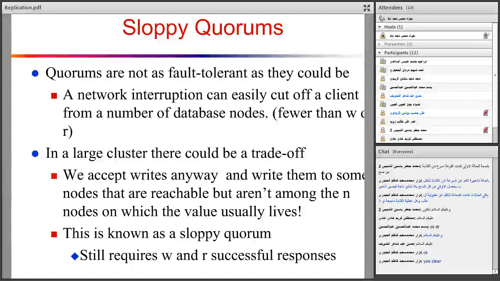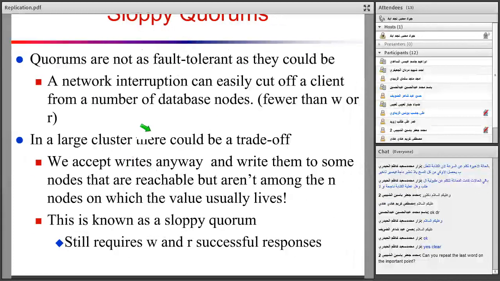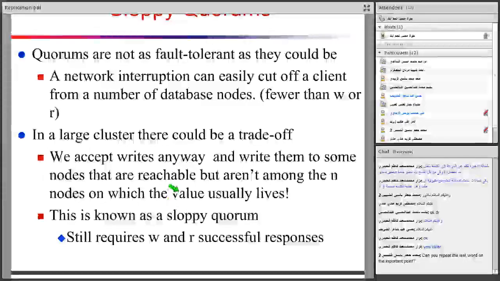In this case, a network interruption can easily cut off a client from a number of database nodes, fewer than W or R. In a large cluster, there could be a trade-off. We accept writes anyway and write them to some nodes that are reachable but are not among the nodes on which the value usually lives. This is known as a sloppy quorum. Still, W and R successful responses are required.